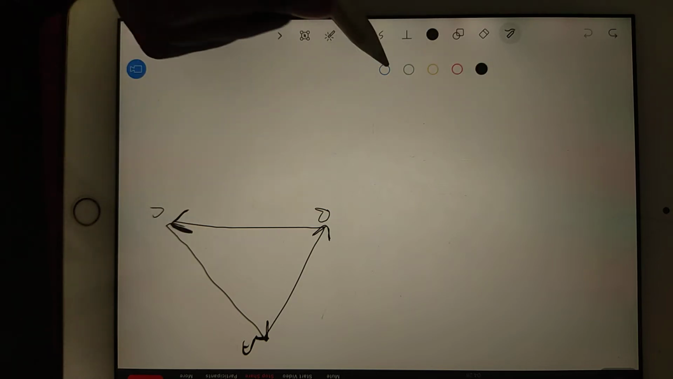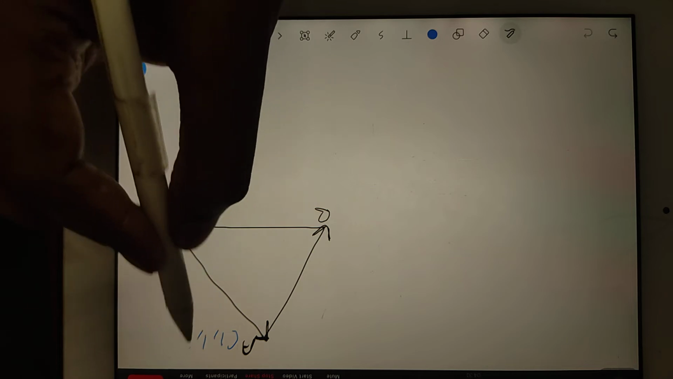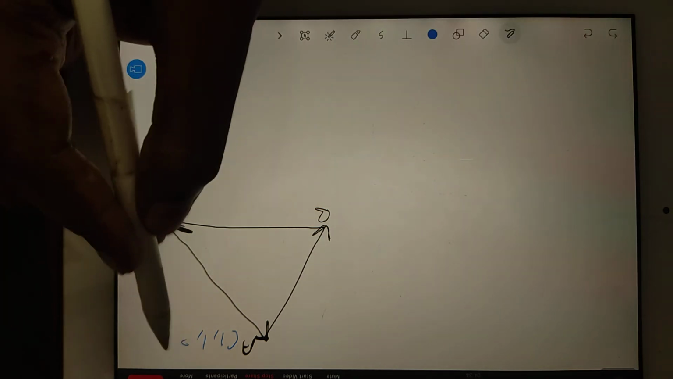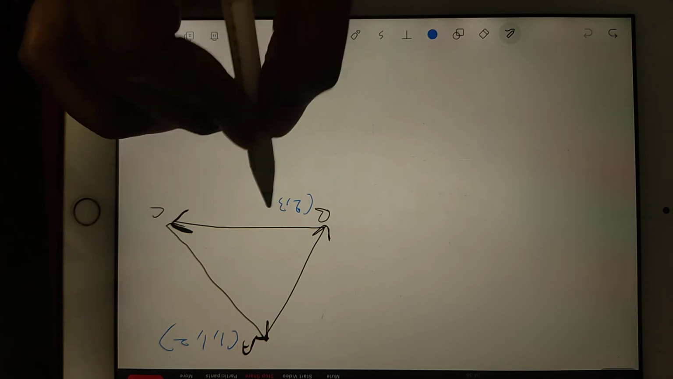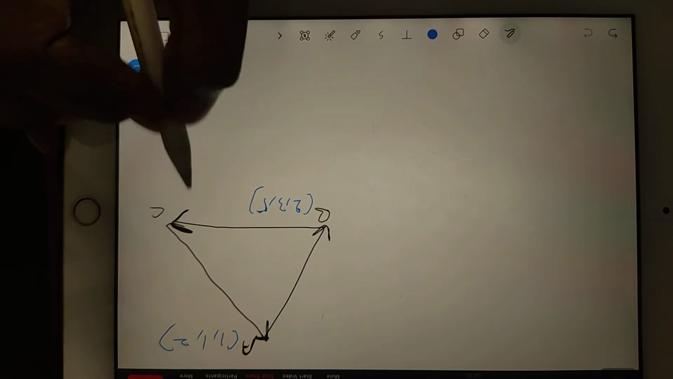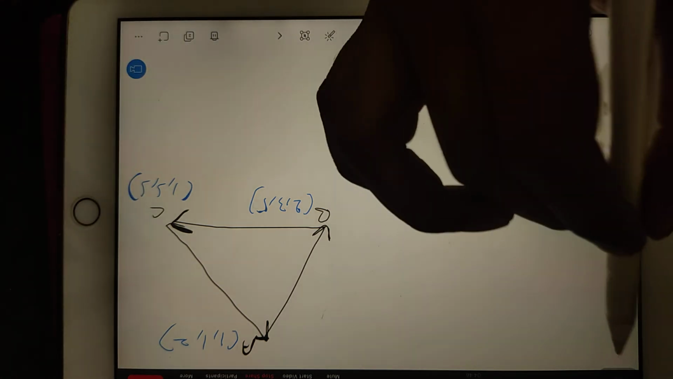So vector A has its own coordinates. That coordinate I am giving as 1, 1, 2. B I am giving as vector 2, 3, 5, and C I am giving as 1, 5, 5. So our job is to calculate the area.